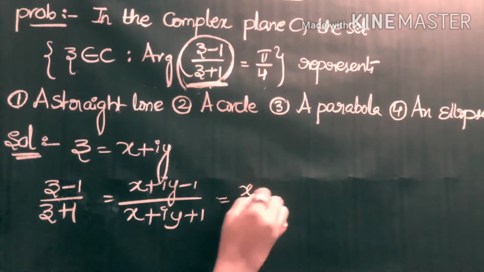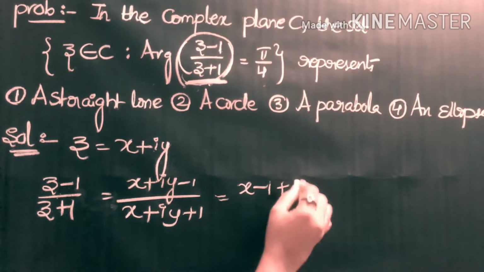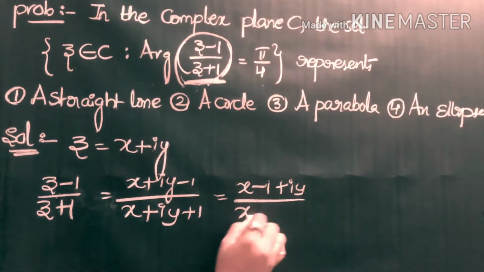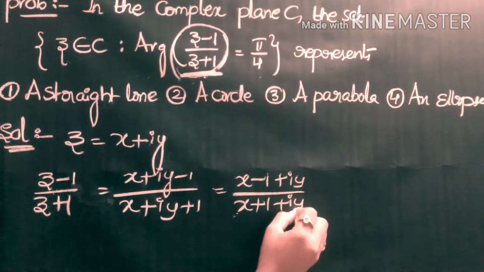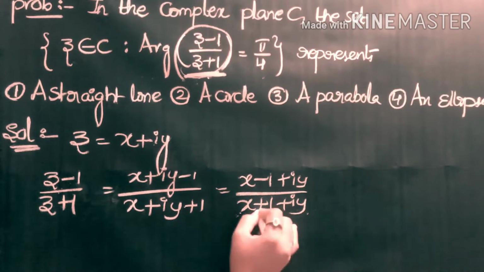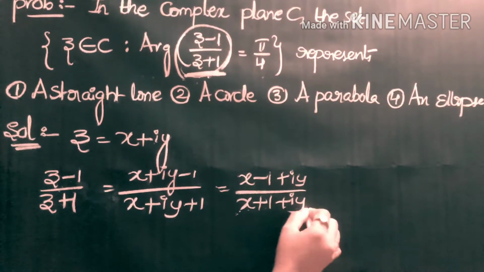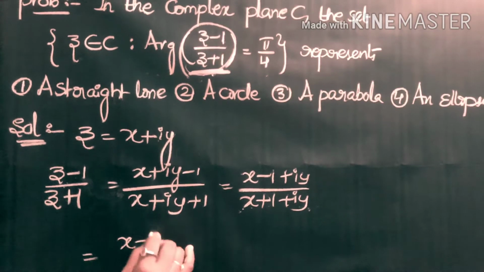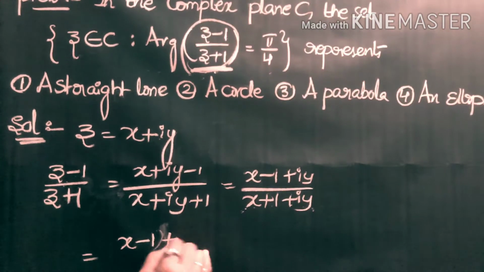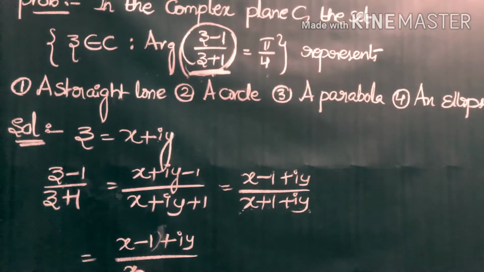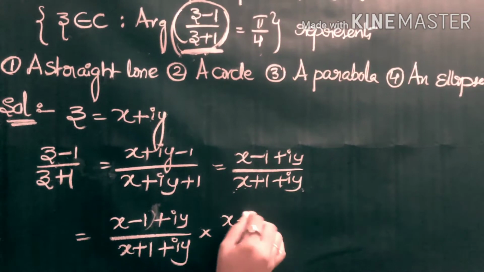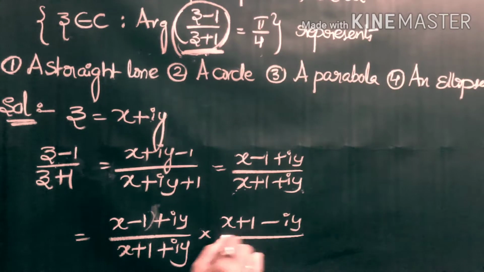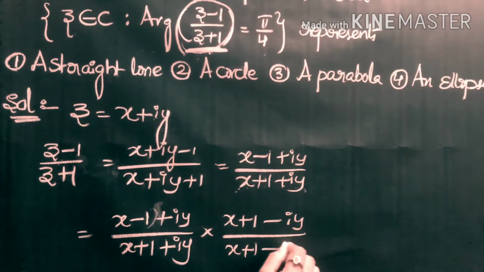This equals the real part plus imaginary part, (x minus 1 plus iy)/(x plus 1 plus iy). Now here the denominator is x plus 1 plus iy. Taking the rationalization by the term x plus 1 minus iy, this is (x minus 1 plus iy)/(x plus 1 plus iy) into (x plus 1 minus iy)/(x plus 1 minus iy).